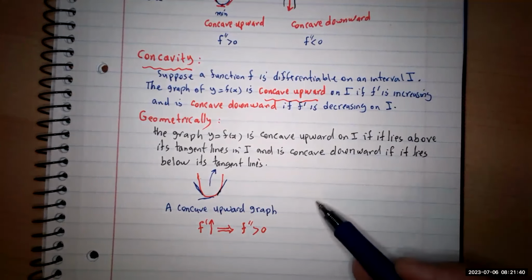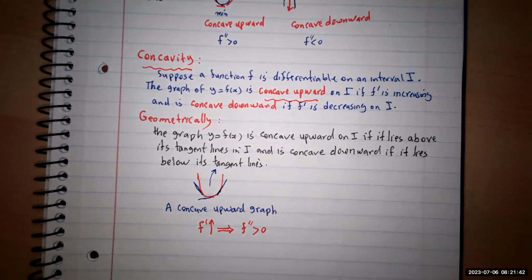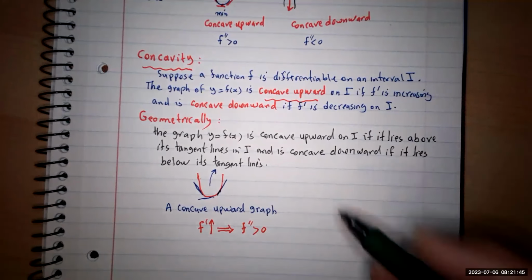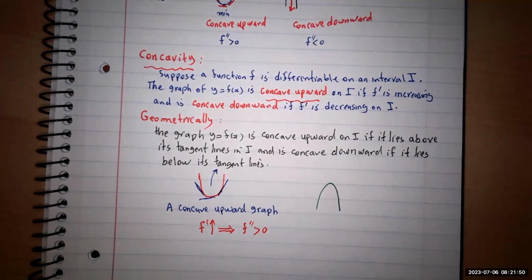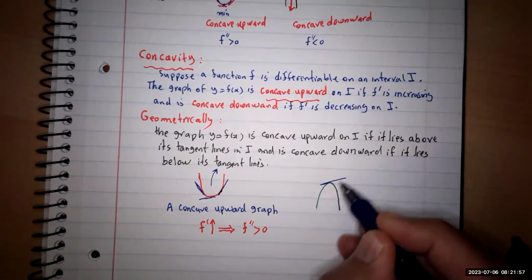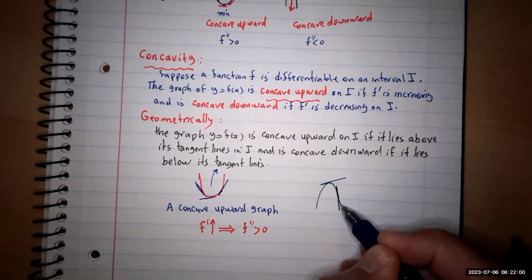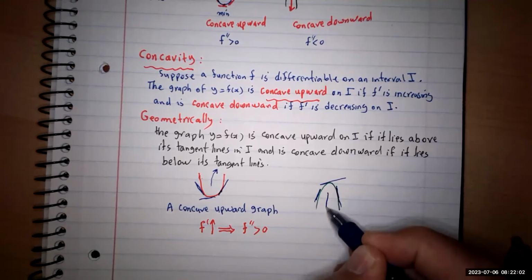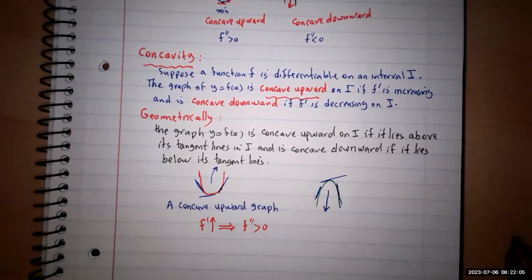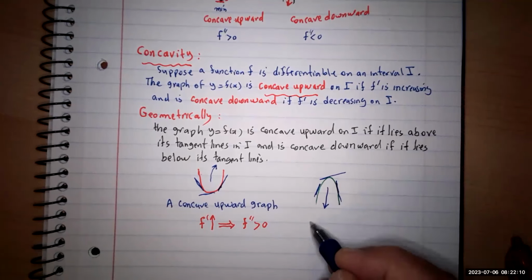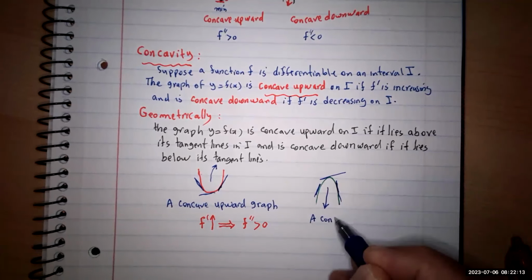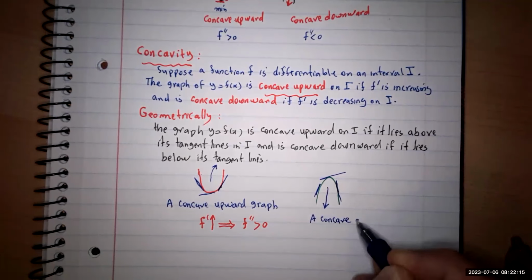Similarly, we get the other one. This is the graph. It's concave downward. If you consider the tangent lines, whatever tangent line you pick, your graph is going to be below its tangent line. So this is curving down, concave downward.